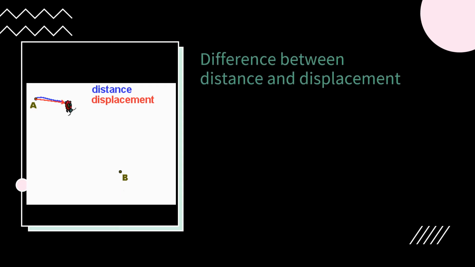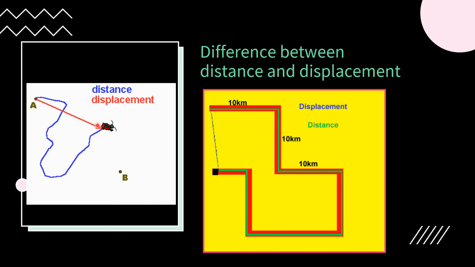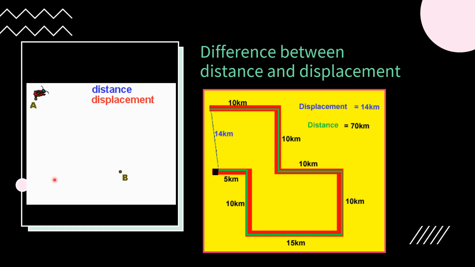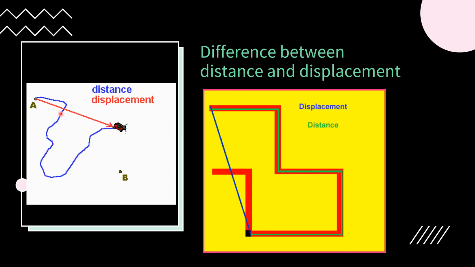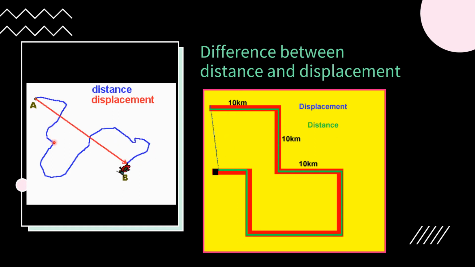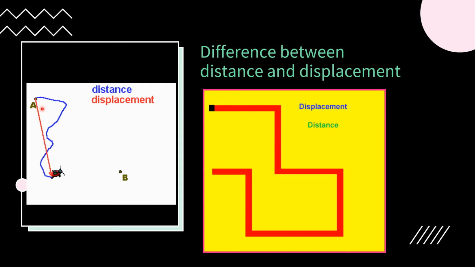What is the difference between distance and displacement? Children, follow the scooter. This scooter is traveling from point A to B and it is taking a zigzag path. You can follow this. This red arrow represents displacement, where the blue line represents distance. You can clearly make it out. Distance is much longer and the displacement is the shortest distance between point A and B.